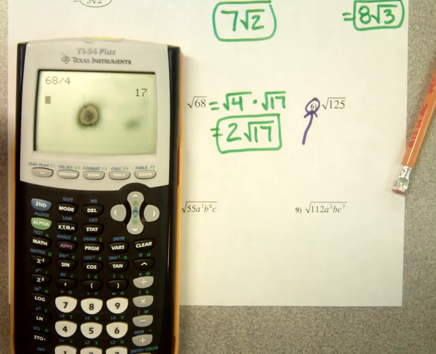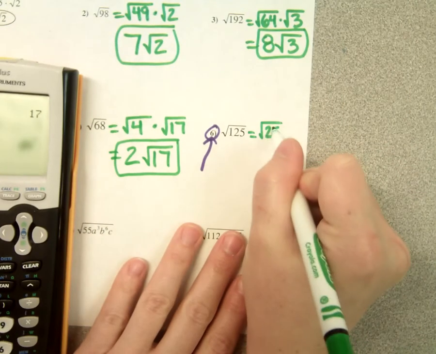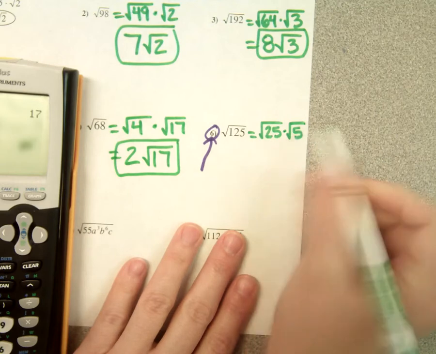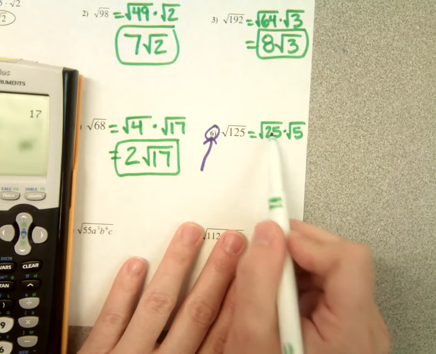Greg, did you find it? 25. Okay, and how many times does 25 go in there? 5 times. Okay, so 25 goes in there 5 times. So my suggestion to you is always write the perfect square first and how many times second, and make sure you put square roots over both of them.